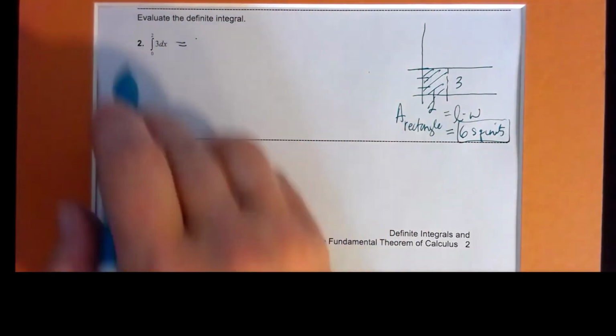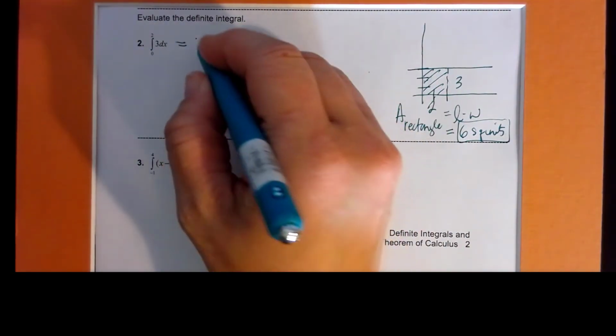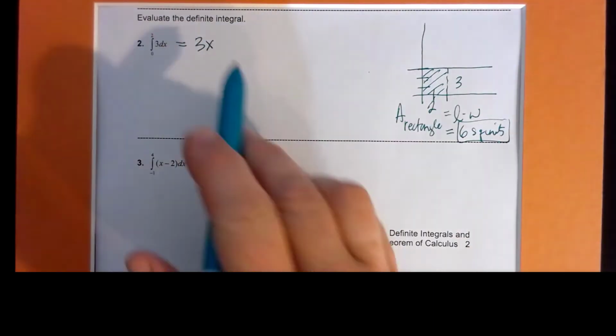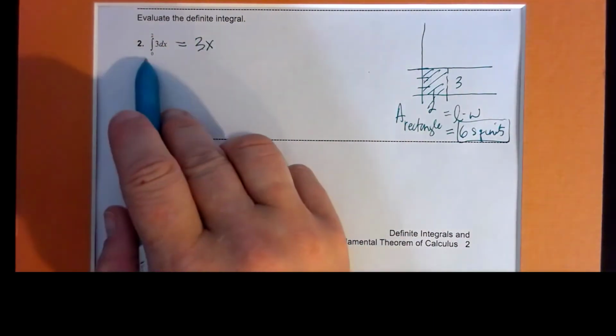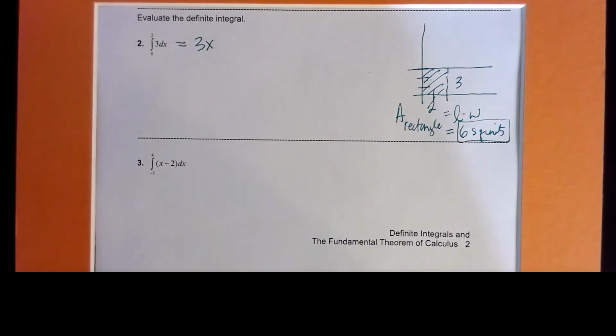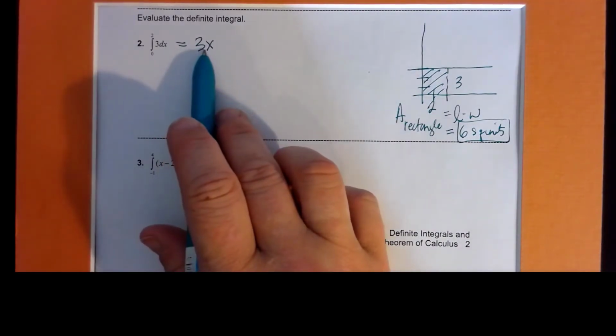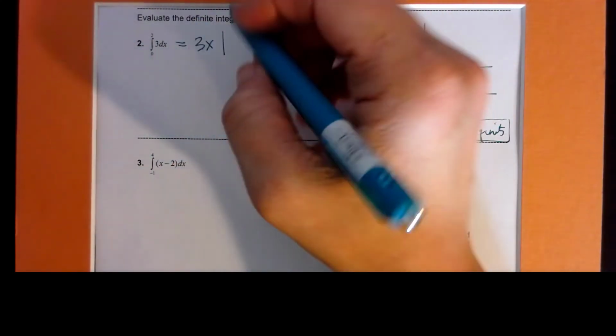So remember, what function do I take the derivative of to get 3 as the derivative? Well, it'd have to be 3x, because the derivative of 3x is equal to 3. Now, this integral symbol with the dx is a command. It means to integrate, find the antiderivative. But once you've found the antiderivative, we change notation now, because we still have to reference the 0 and 2 somehow, but we don't want to integrate twice.